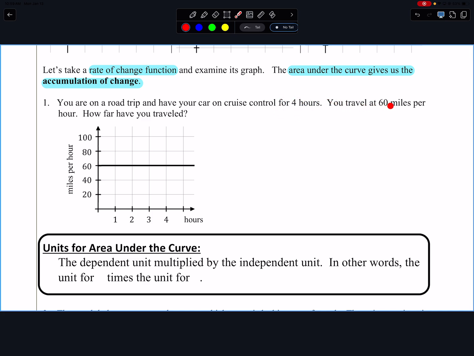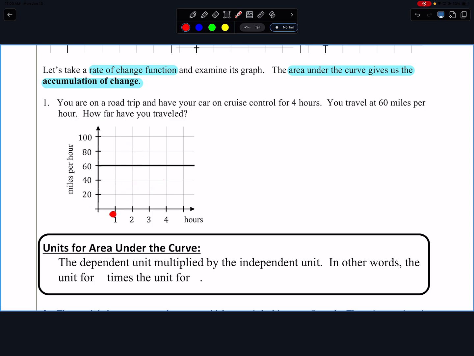So it says you travel at 60 miles per hour for 4 hours. So this graph shows if you're at a constant speed, it's always going to be 60, okay? The x-axis is time, the y-axis is miles per hour. How far have you traveled? So if we didn't have this graph, guys, how could you calculate the answer? Couldn't you just multiply 60 times 4? But here, because we have a graph, we can use calculus techniques to figure it out.